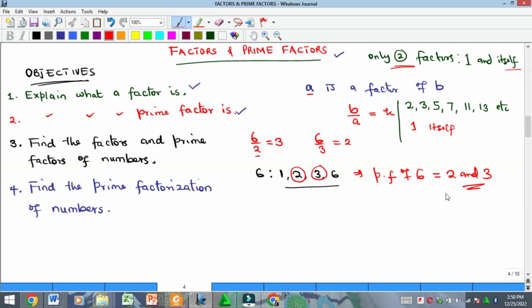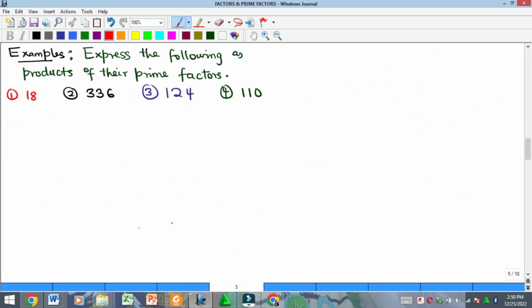And of course, there are ways to find these factors and then also to find the prime factors. And that's actually what we call prime factorization. Okay, so we are going to see some examples quickly. Now, this one says we should express the following as product of their prime factors, right?